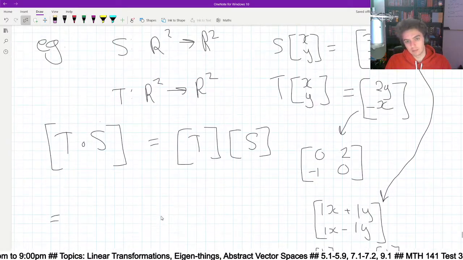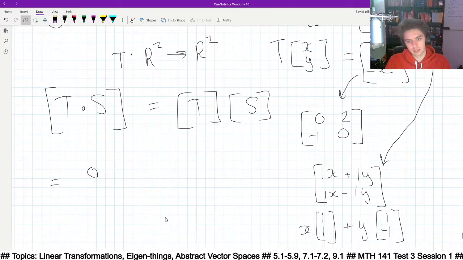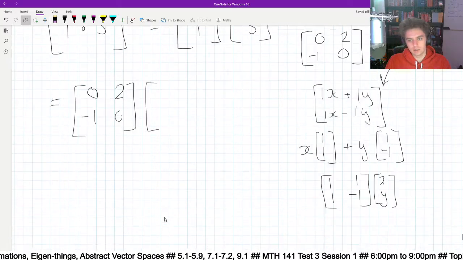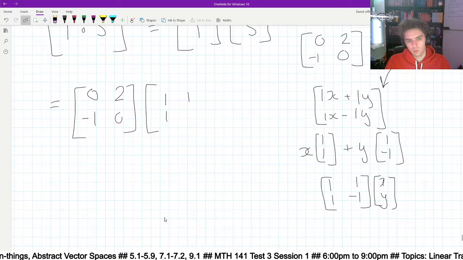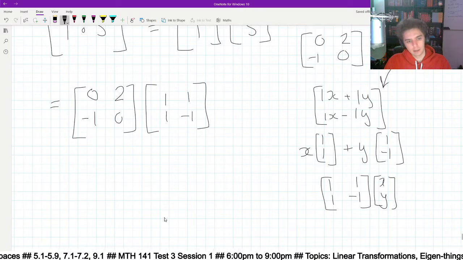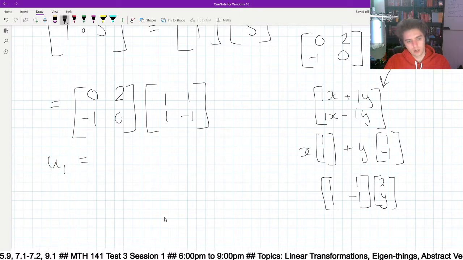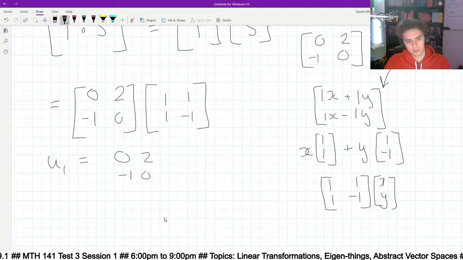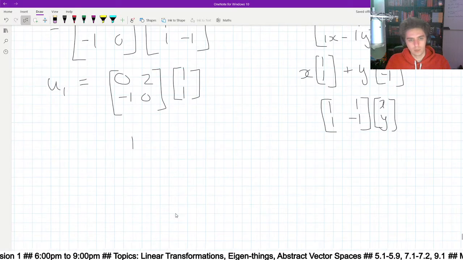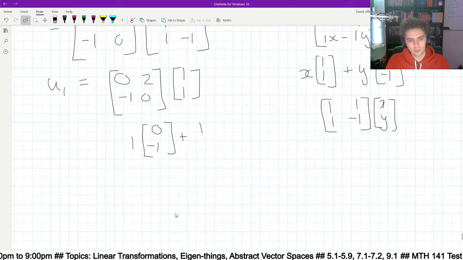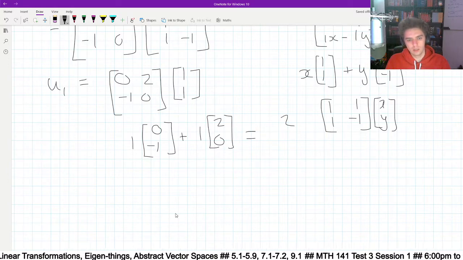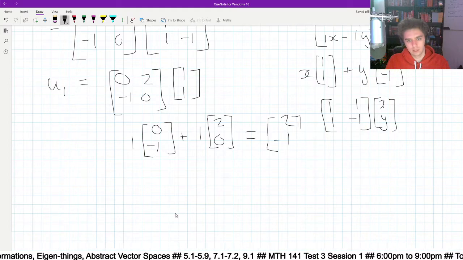So we can actually just multiply them now. If the matrix representation of T is 0, 2, -1, 0, I'm going to multiply that on the right by the matrix representation of S, which was 1, 1, 1, -1. I know my answer is going to have 2 columns. Column 1 is going to be 0, 2, -1, 0 times 1, 1, which is 1 times (0, -1) plus 1 times (2, 0), which is 0 plus 2, -1 plus 0. Okay, that's my first column.